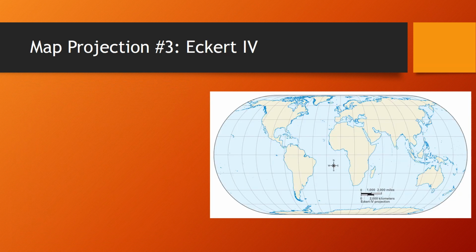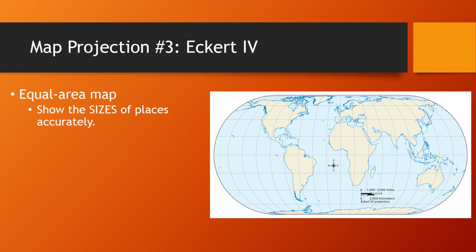Map projection number 3 is called the Eckert 4. Say it with me. Eckert 4. This is an equal area map, so it shows the sizes of places accurately. And if you look at those same 2 bodies of land that we were talking about, Greenland and Africa, you see Greenland's teeny tiny, whereas Africa is super big on this one. And that's because Africa is super big compared to teeny tiny Greenland.